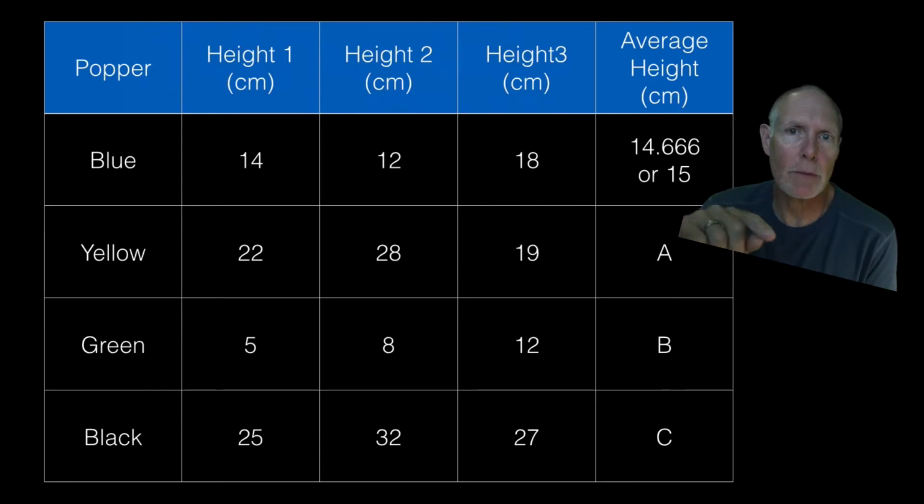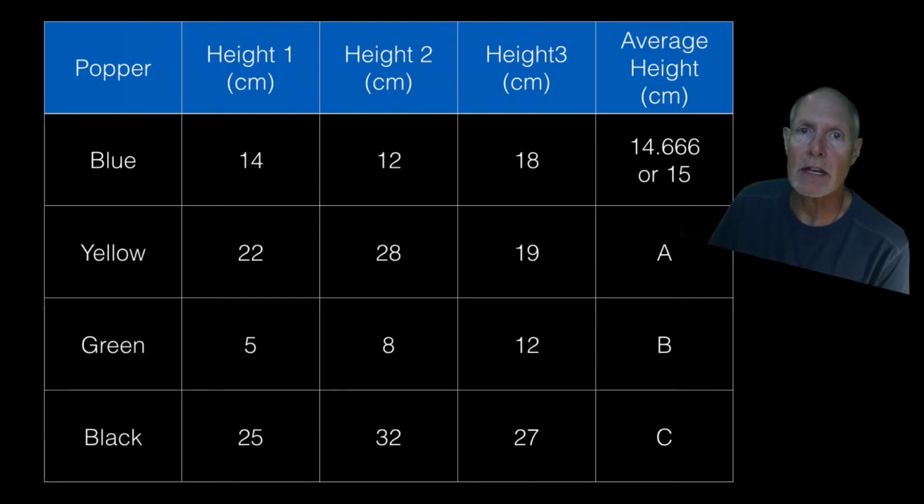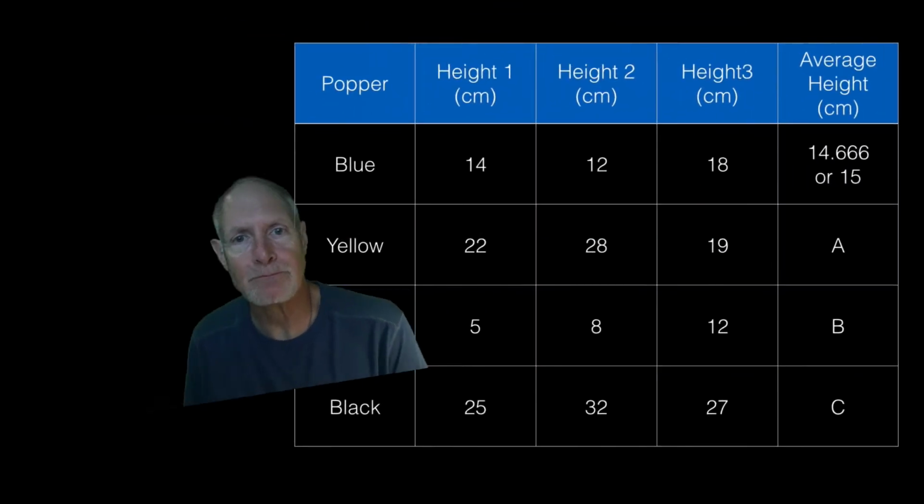In your notebook, put a letter A on the next blank page and write down the average for those 3 numbers and make sure you put a cm behind it to stand for centimeters. Do the same thing for the green, that would be letter B, and the same thing for the black popper, that would be letter C. If you need to pause the recording to do that, go ahead and do it.